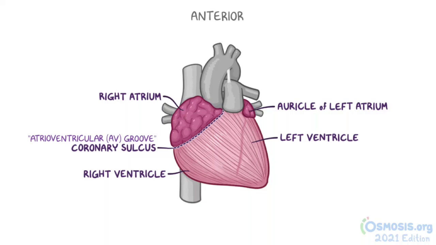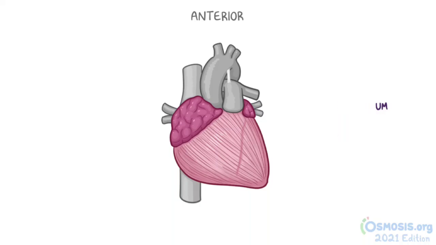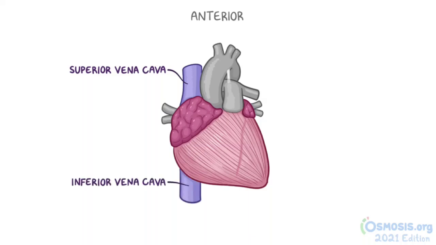Moving on, you can actually see parts of the great vessels on an anterior view. So from right to left, there's part of the superior vena cava, which opens in the superior part of the right atrium. Then there's part of the inferior vena cava, which also opens in the right atrium, but the opening can only be seen on a posterior view. Then there's the ascending aorta, which emerges from the left ventricle and then arches toward the back to form the aortic arch.